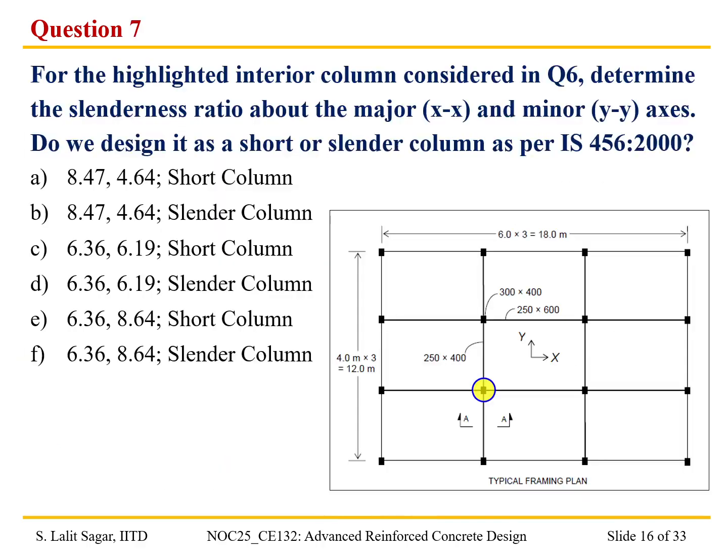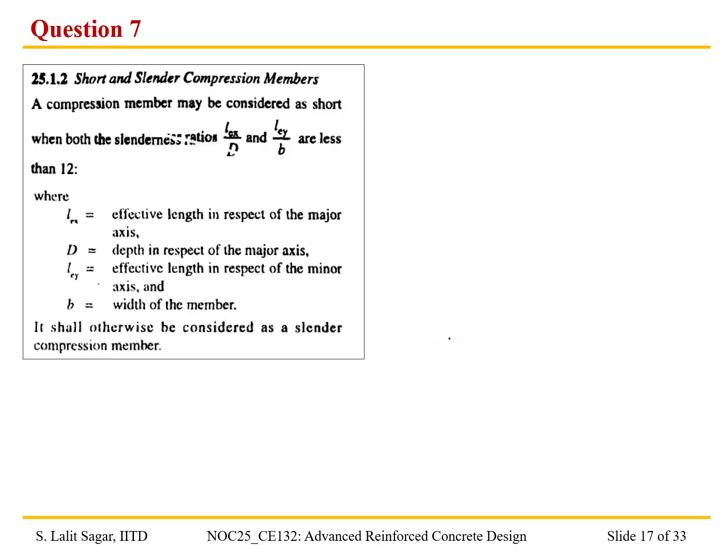Right. For the highlighted interior column considered in question 6, determine the slenderness ratio about the major and the minor axis. Okay, and then do we design it as a short or a slender column as per IS 456. Okay, this is the highlighted column. So now how do we determine the slenderness ratio about the major and the minor axis?